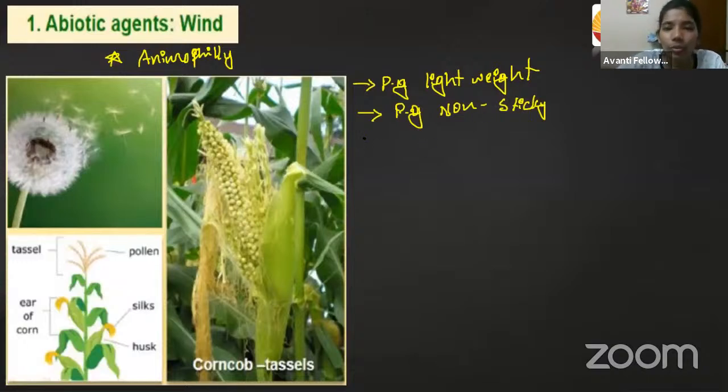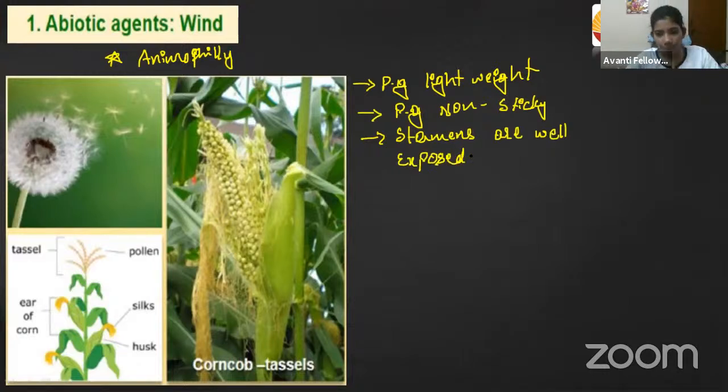Okay, and one more thing, stamens are well exposed. What do you mean by this? Stamens are well exposed because if the stamens are inside the flower, they cannot be exposed. Then what happens? The air is moving above the flower, right? The air will move above the flower, or only a small amount of air will come into the flower. Then that wind is not enough to carry the pollen grains. That is the main reason why the stamens are well exposed.